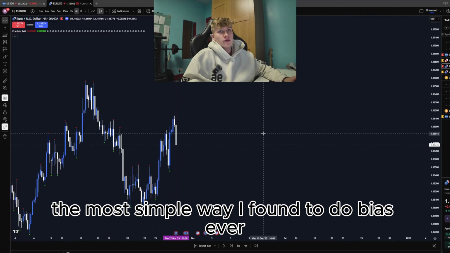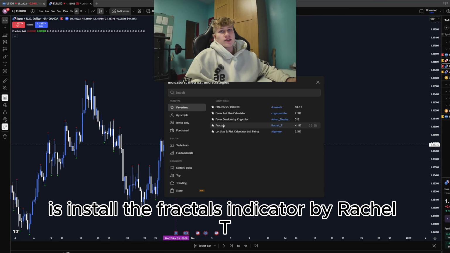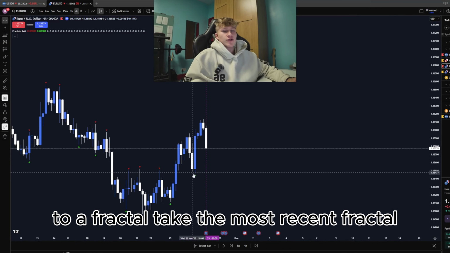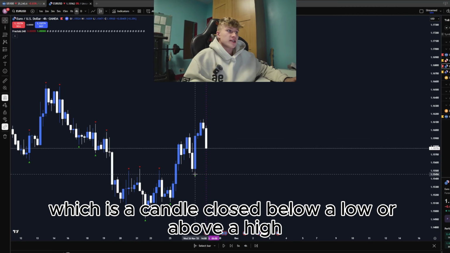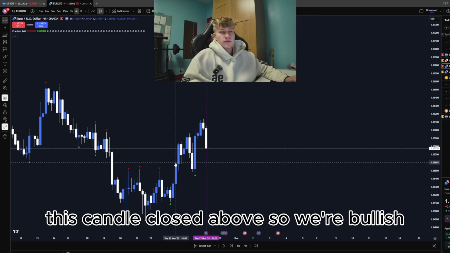The most simple way I found to do bias, pretty much ever, is to install the fractals indicator by Rachel T, and then look for the most recent break of structure to a fractal. Take the most recent fractal. Was there a break of structure, which is a candle closed below a low or above a high? No, there wasn't. Go to this one. Was there a break of structure? This candle closed above, so we're bullish.